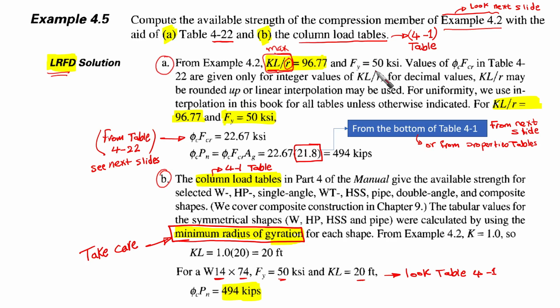Then F yield is 50. Values for phi c F cr from table 4-22 are given only for integer values of KL over R. Let's check this.